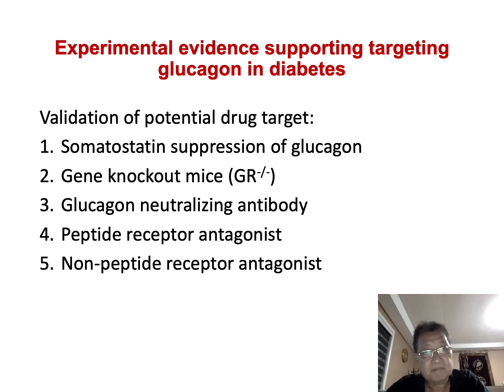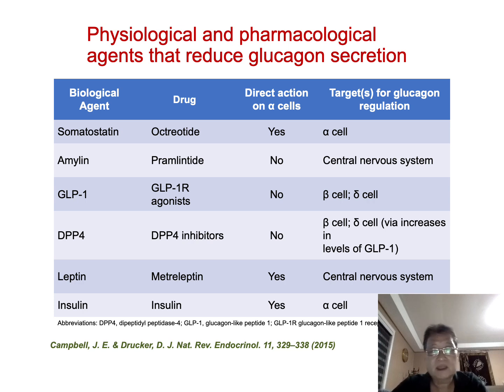Number 4, the peptide receptor antagonist. This is still in an early development in the pipeline, a peptide that antagonizes glucagon. However, since it's a peptide, it has to be administered parenterally. A better one are the non-peptide antagonists. That's number 5. Okay, which therefore can be taken orally. So all of these are to antagonize the metabolism of glucagon, basically to prevent the hyperglycemic effect of glucagon. Okay.